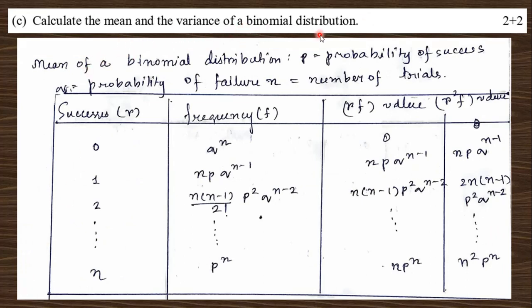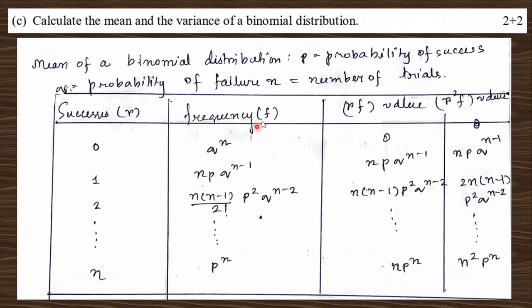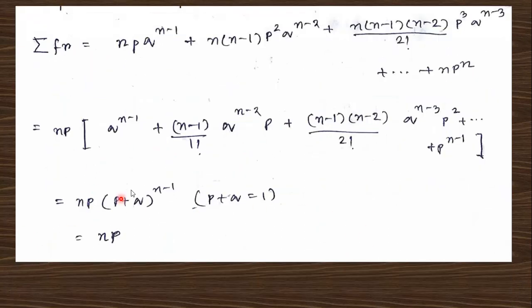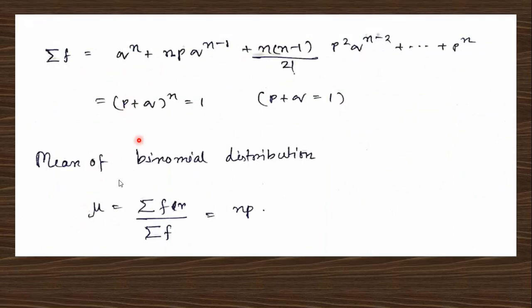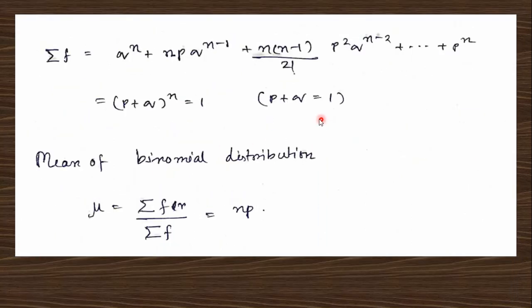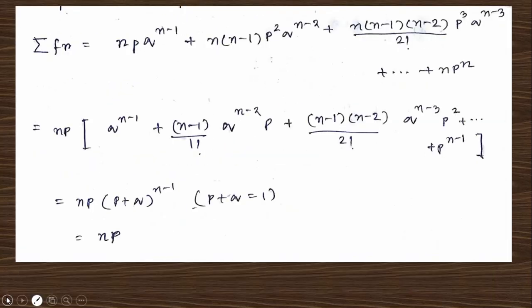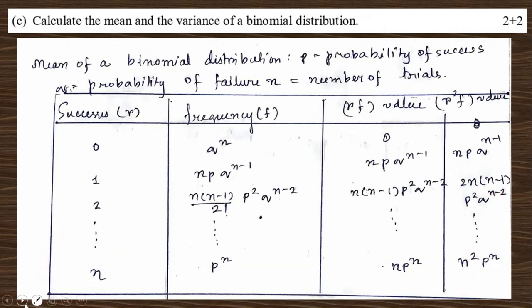Calculate the mean and the variance of the binomial distribution. You know the binomial distribution, and for the frequency, we take f, r into f and r square f. Putting in this value, the sum of fr, the sum of this series, gives np, and if you add up f, the summation of f, you will get 1. So the mean is summation fr by summation f, which is np, and the variance can be calculated. r square f is just the sum of this table.